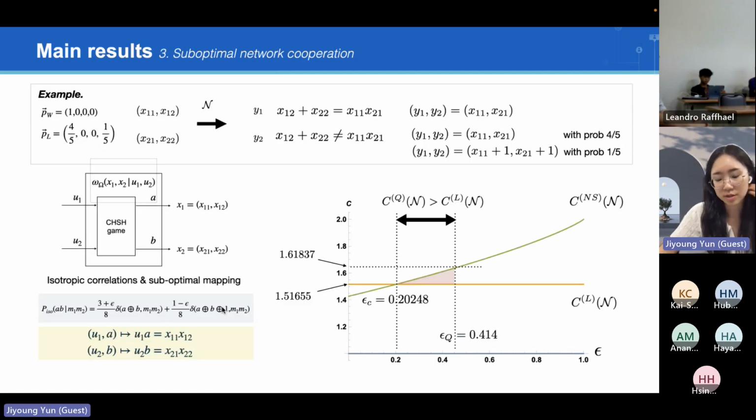So I brought one very simple example. For this channel, when the four inputs are in winning strategies, then it is noiseless. And when the four inputs are not in the winning strategies, then it will go through the noiseless channel with probability 4/5, and then both bits are flipped with probability 1/5. Then when we use this suboptimal cooperation strategy, we can calculate this graph.